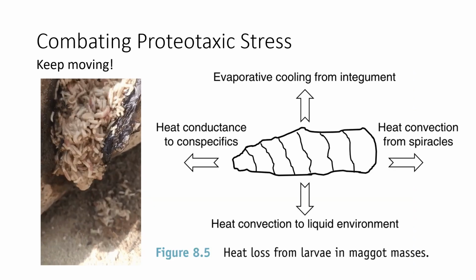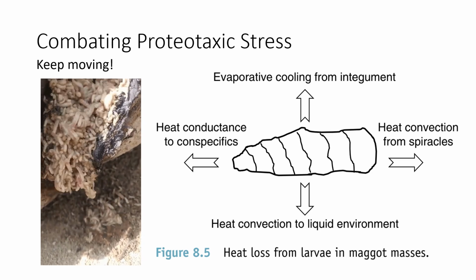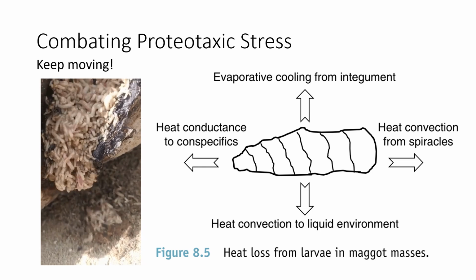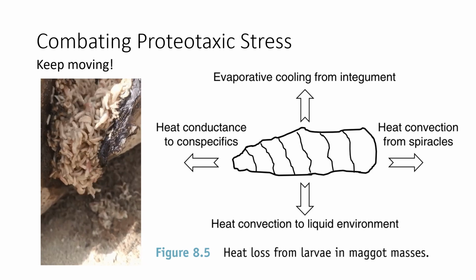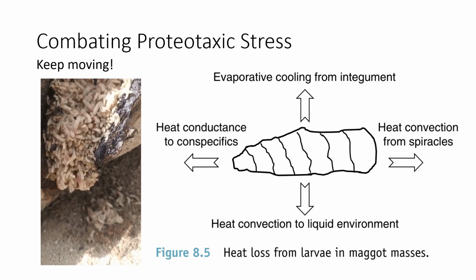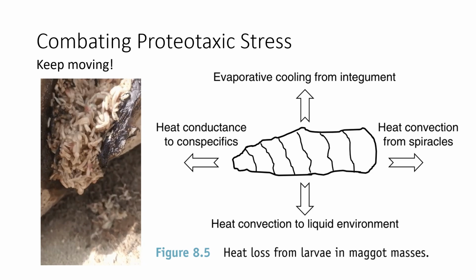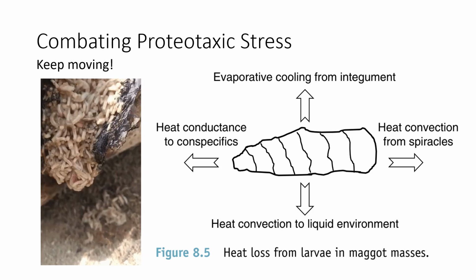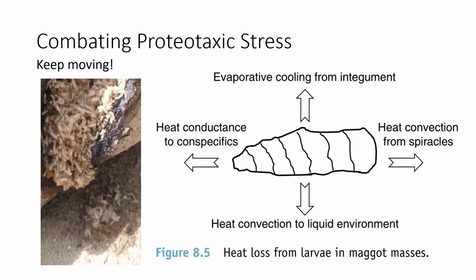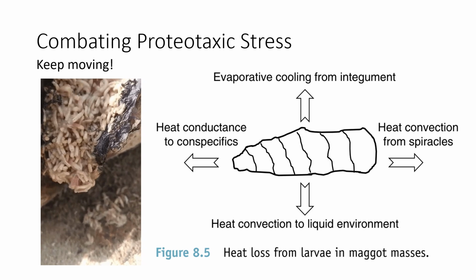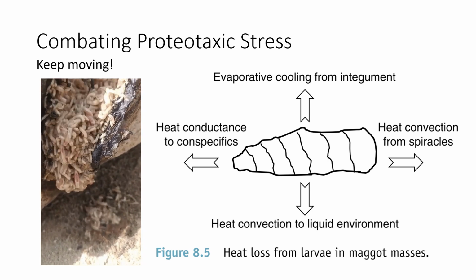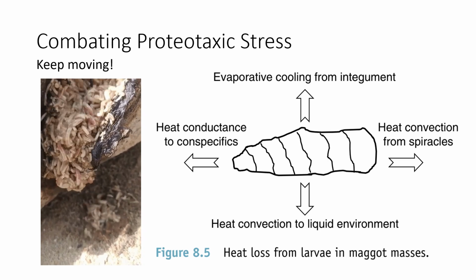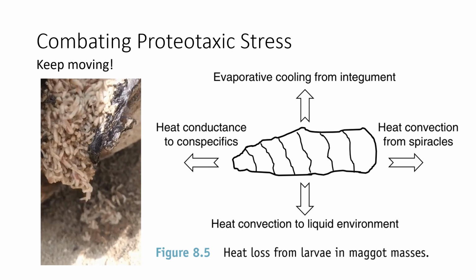Now, at the individual level, there are behaviors that take place to try and combat that proteotaxic stress. Typically it starts from that critical thermal maximum, right? The voluntary thermal maximum is the temperature at which an organism will leave the remains. But there are steps before that. What maggots will end up doing is moving and overturning in the maggot mass, or moving to other parts of the body to cool themselves down before reintegrating back into the maggot mass.